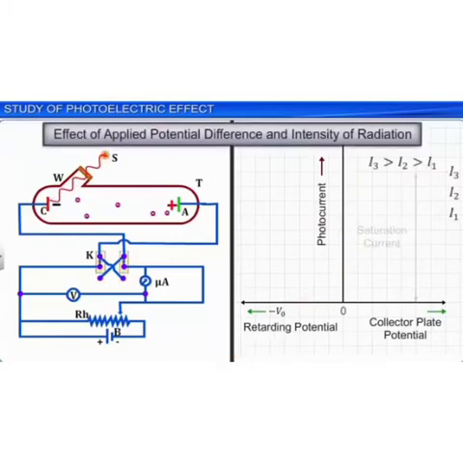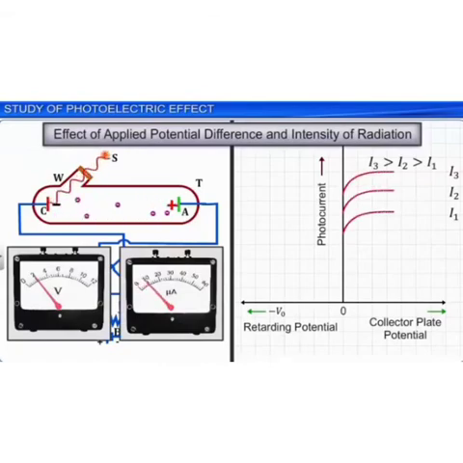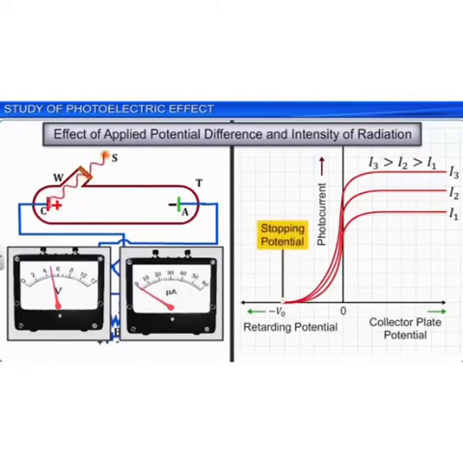For higher intensities of radiation with the same frequency, the saturation current increases. This reinforces the fact that the number of photoelectrons emitted increases with the intensity of the incident radiation. However, the stopping potential remains the same for all intensities of incident radiation of the same frequency. This proves that for a given frequency of incident radiation, stopping potential is independent of its intensity.